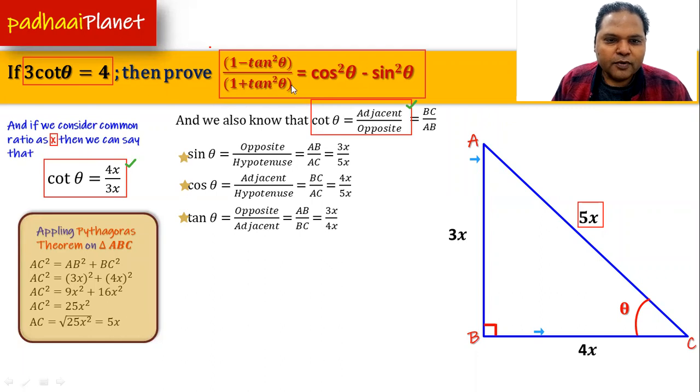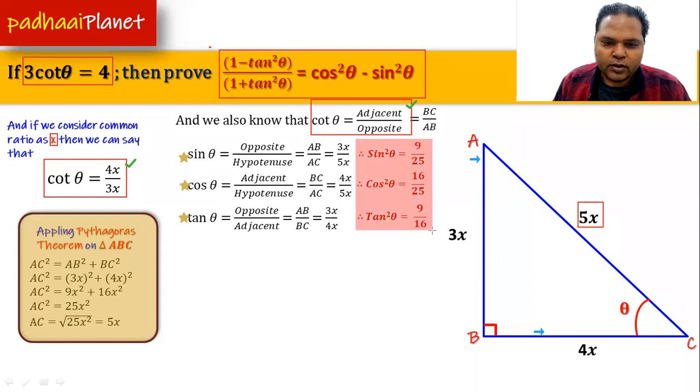Now, from here, what we will do is we will find out the values of sine square theta, cos square theta, and tan square theta. So we can write sine square theta is equal to 9 over 25, because it was 3 over 5. Then cos square theta is going to be 16 over 25. And then tan square theta is going to be 9 over 16, right? Because we already have these values, and we just need to square them. And this is another very important result which we have got in this question, right? And we will keep this in mind.